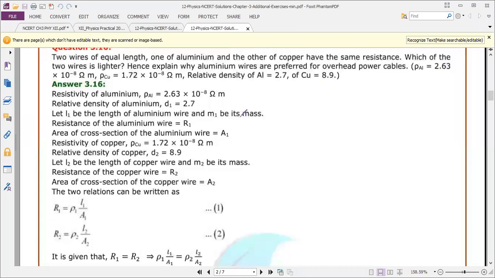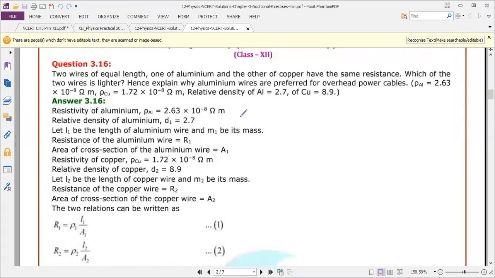Okay, this is related to the same resistance and resistivity related formula. Two wires of equal length, one aluminum and the other of copper, have the same resistance. The resistance value is common. Which of the two wires is lighter?